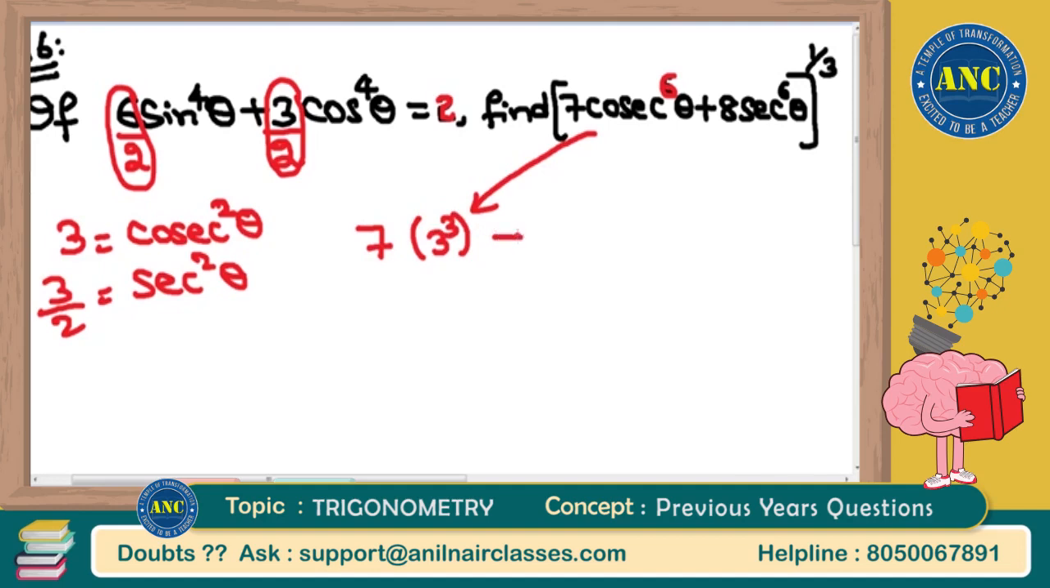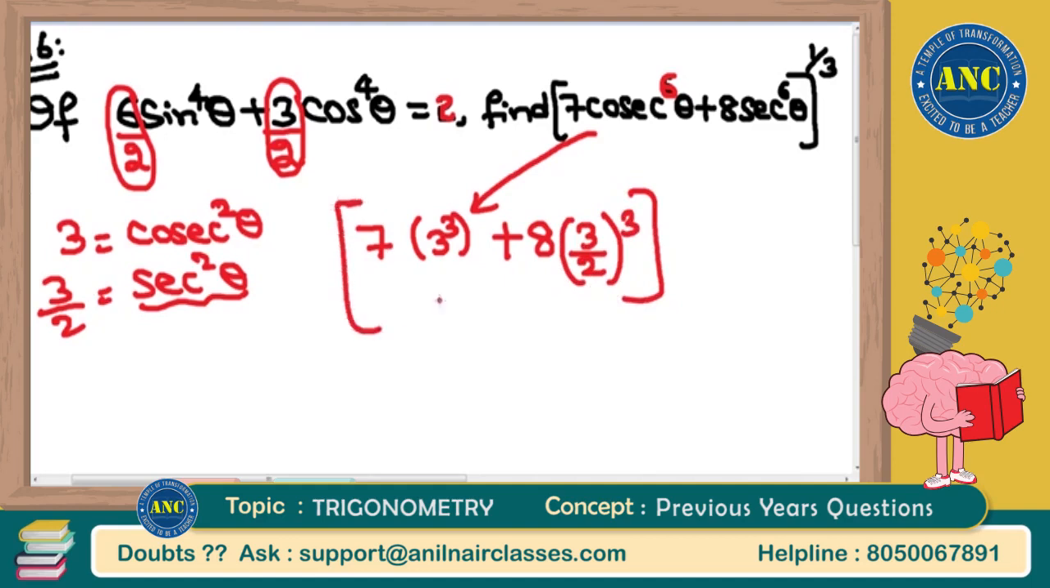Similarly, plus 8 into secant square is nothing but 3 by 2, so secant power 6 is 3 by 2 whole cube, whole to the power of 1 by 3. Beautifully you can solve it, sir. No difficulty at all. So 2 cube is nothing but 8. This cancels with 8. You are left with 3 cube. Here you are left with 3 cube.